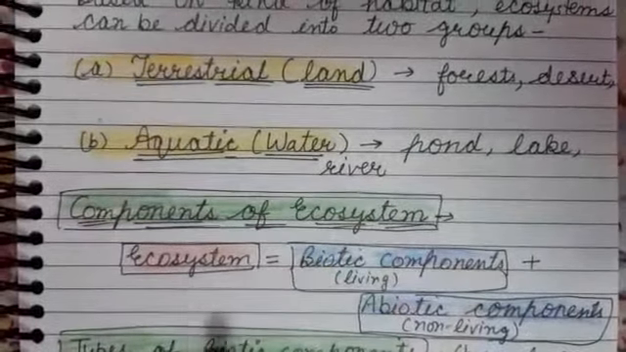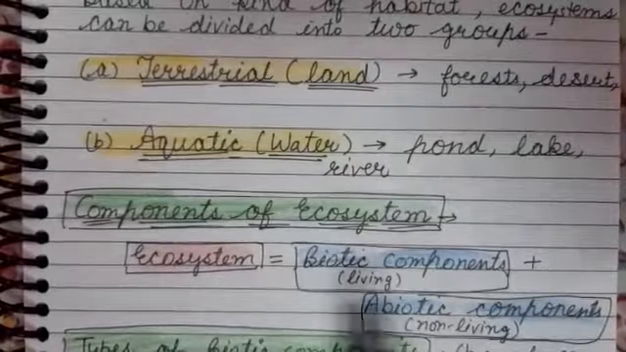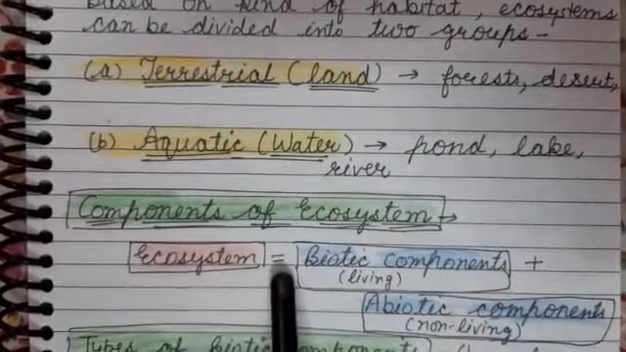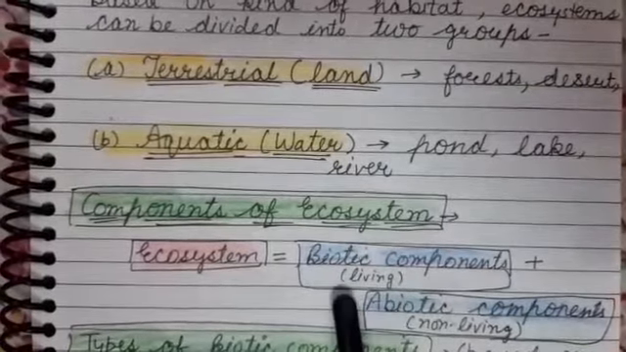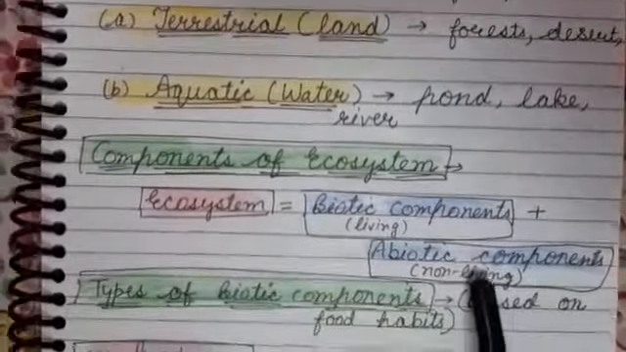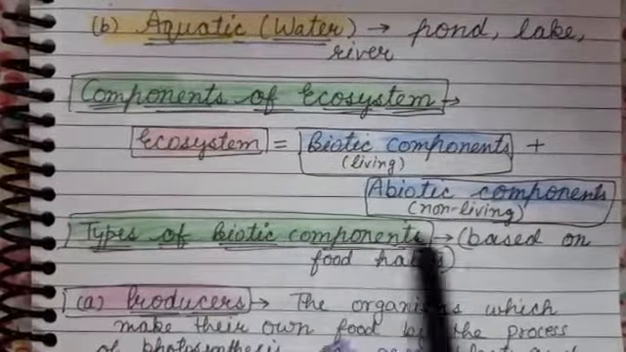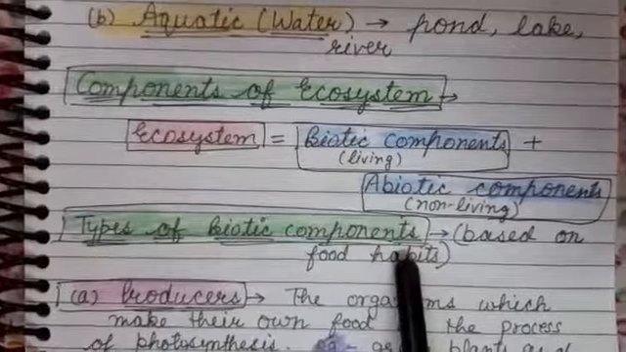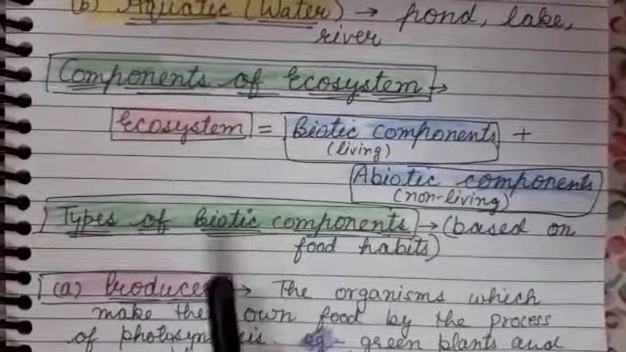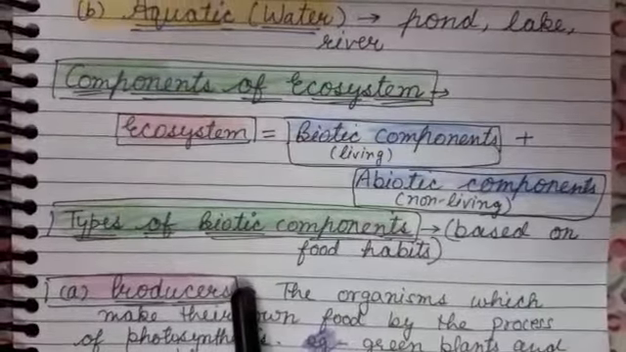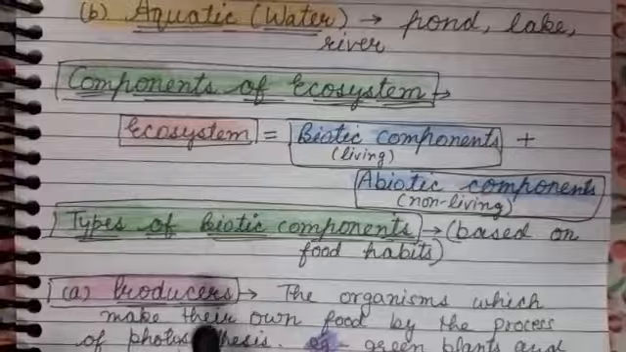There are two main components of ecosystem: biotic components and abiotic components. So I have shown this: ecosystem equals biotic components plus abiotic components. Biotic, living components; abiotic, non-living components. Students, what are these biotic components? Based on the food habits, we can divide these biotic components into many subgroups like producers, consumers, decomposers. Okay, let us study them one by one.